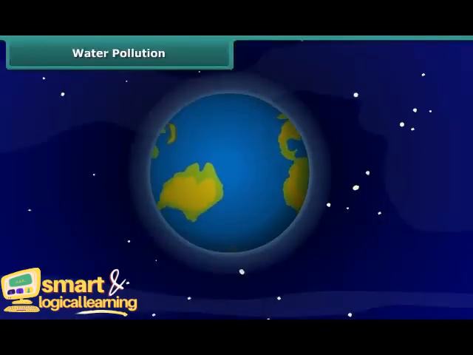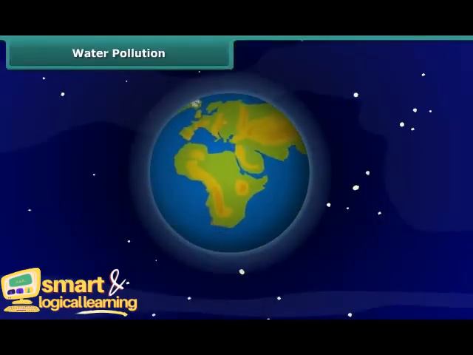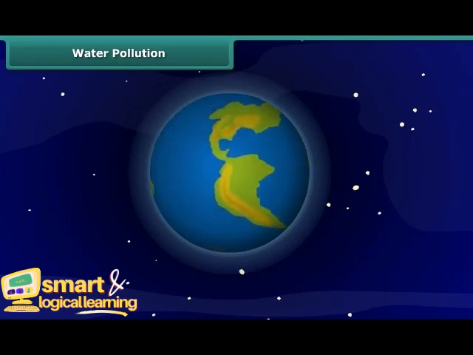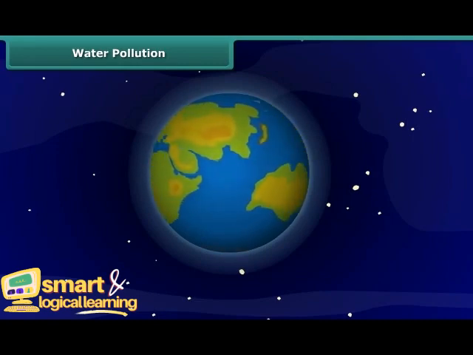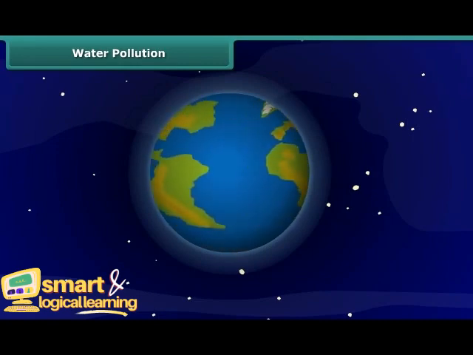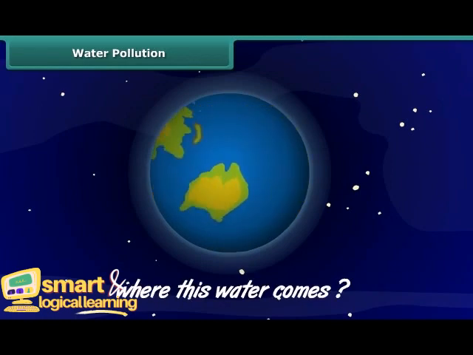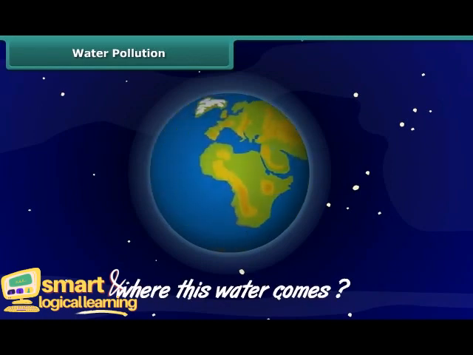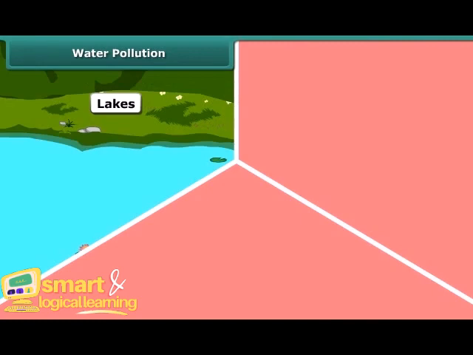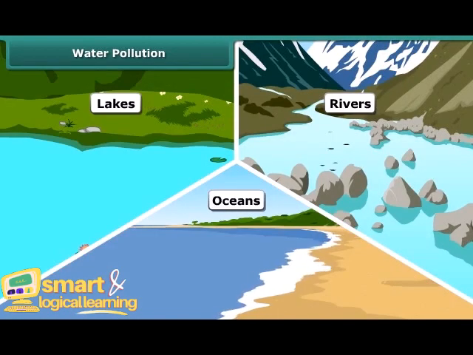We know that 70% of the Earth's surface is covered with water, and it is the most precious natural resource on our planet. Do you know from where this water comes? It comes from natural sources like lakes, rivers, and oceans. However, look at what we are doing to these resources.